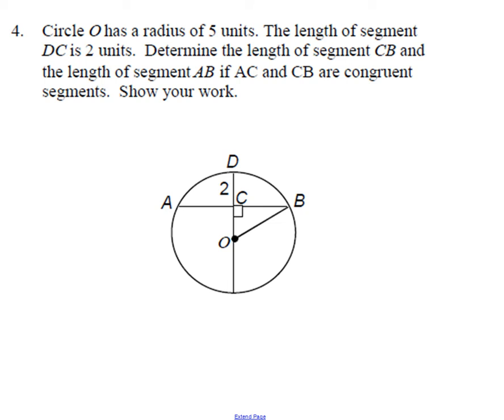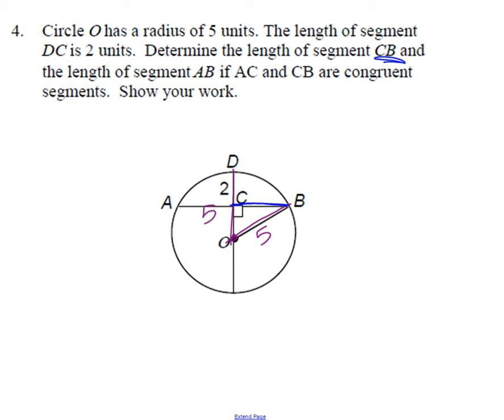Circle O has a radius of 5, which means anywhere from the center of the circle, any line going to the outside has a length of 5, which means OB is 5, OD is 5. Okay. So now, the question is, find the length of segment CB. Let's start with that. So here is CB right here.